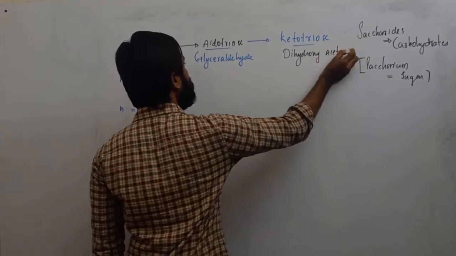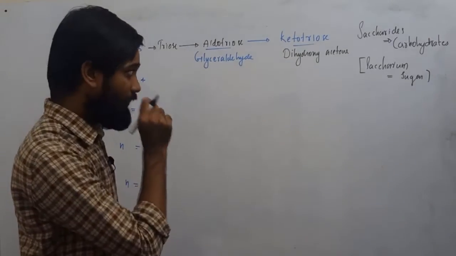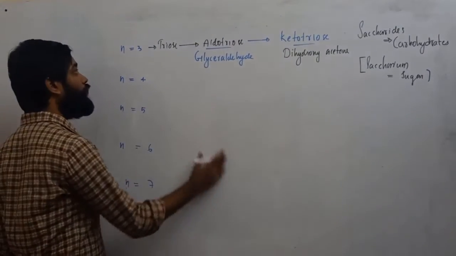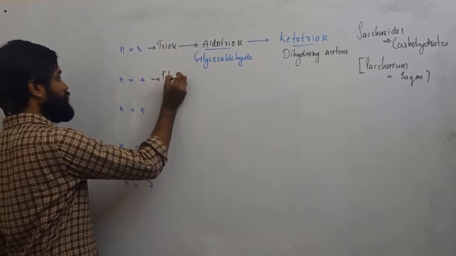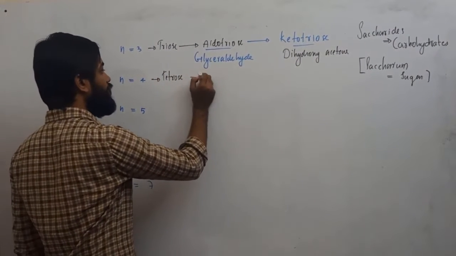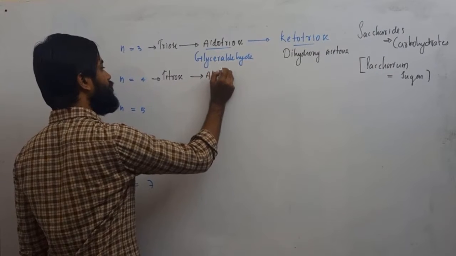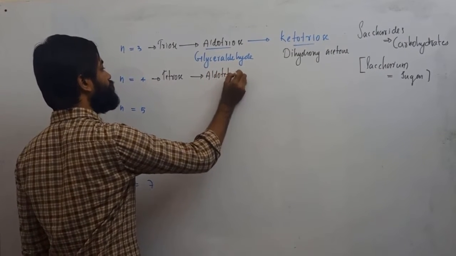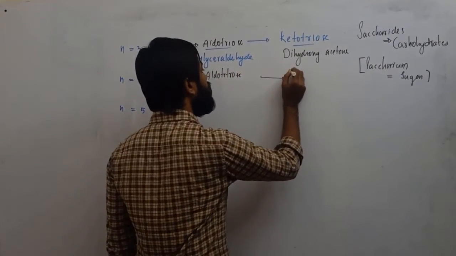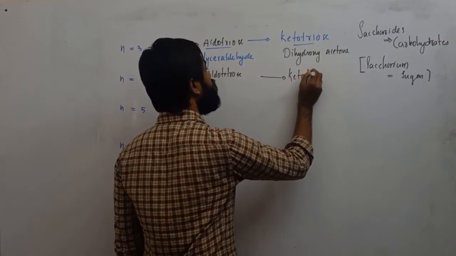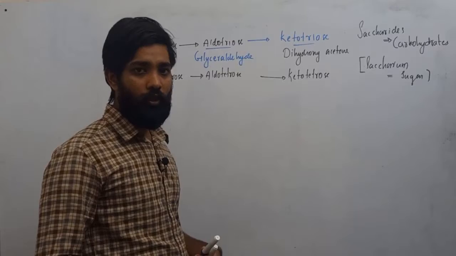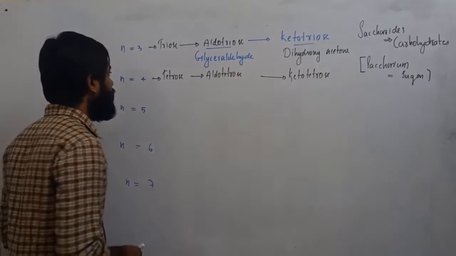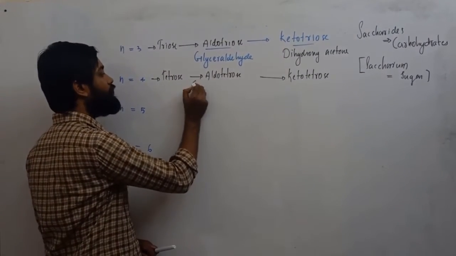But that is not actually an optically active compound, but glyceraldehyde is an optically active compound. If n equals 4, then the category is known as tetrose. If it is an aldehyde, then it is said to be aldotetrose. If it is a ketone, then it is known as ketotetrose. Aldehyde, aldotetrose; ketone, ketotetrose. An example for aldotetrose is erythrose.